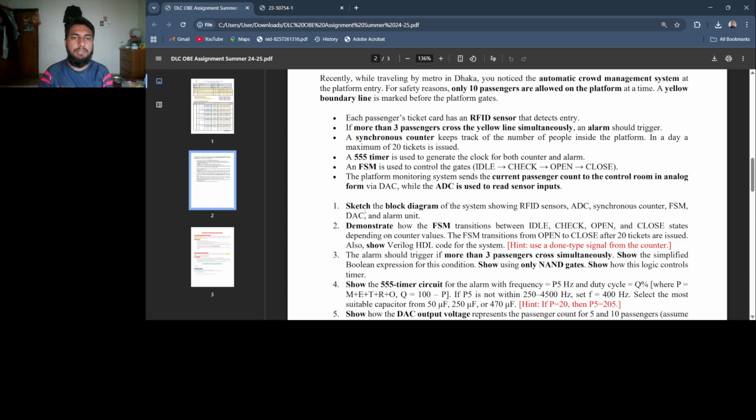My first question is to sketch the block diagram of the system showing the RFID sensors, ADC, synchronous counter, FSM, DAC and alarm. It means the RFID sensor, ADC, synchronous counter, these components are used to make a block diagram. I made a block diagram here.